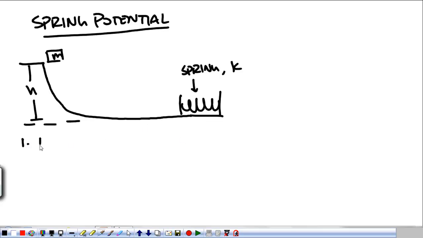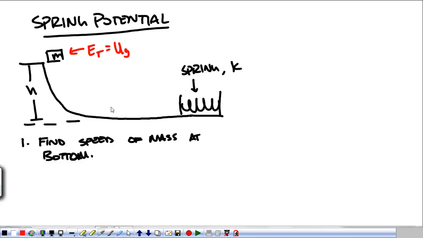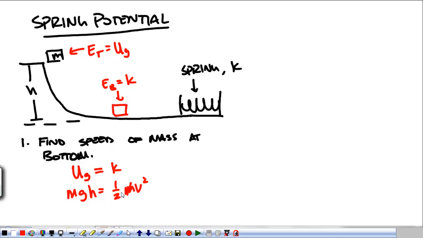So first thing we want, find the speed of the mass at the bottom. So, looking at this, at the top, the energy at the top is gravitational potential energy. And then when we're down here, at the bottom, energy at the bottom is kinetic energy. So, to get the speed at the bottom, we set that gravitational potential energy equal to the kinetic energy. mgh is going to be 1/2 mv squared. The m's go away, and so this velocity comes out to be the square root of 2gh. Very straightforward problem.